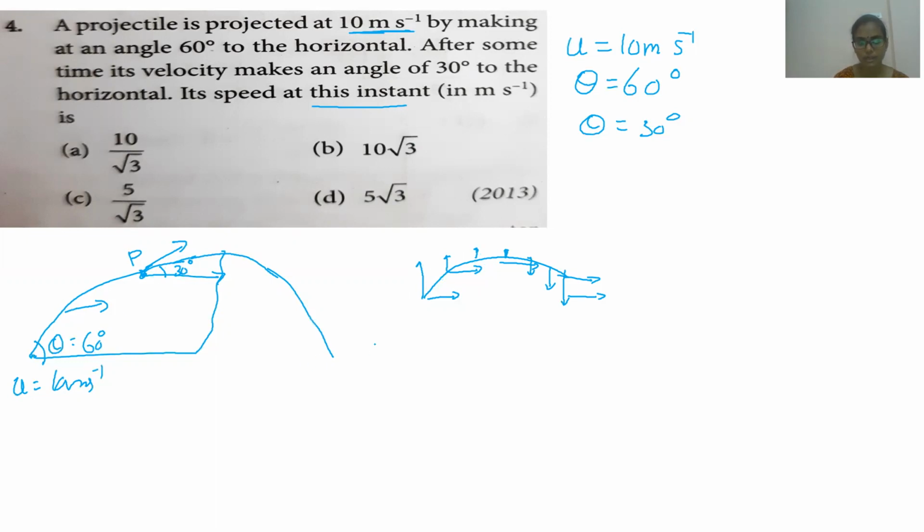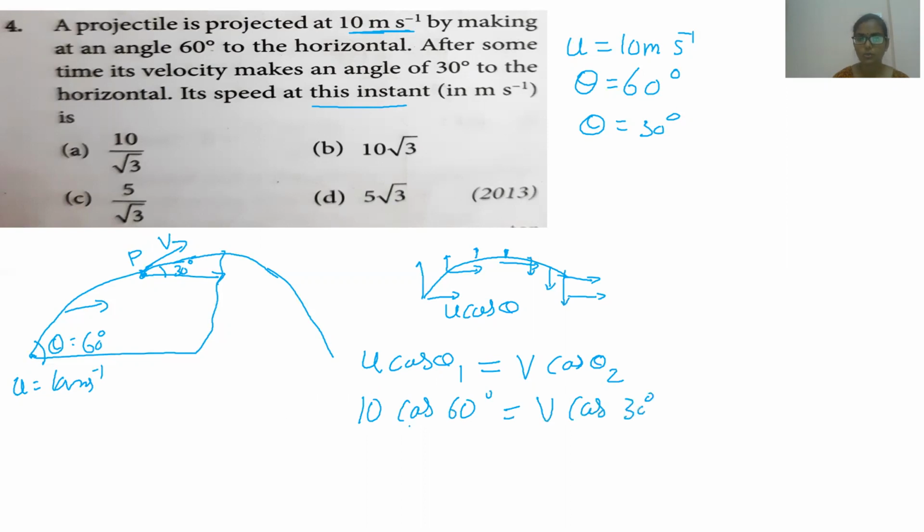So the horizontal component of velocity is u cos theta. We can write u cos theta 1 equals, at this point where the velocity is v, v cos theta 2. Because the horizontal component at every point in the projectile is equal, we can write this relation. Now you know the value of u, that is 10, and cos of 60 degrees, theta 1 is 60 degrees. Similarly, you need to find v and cos of 30 degrees. So your task is to find cos 30 degrees and cos 60 degrees.